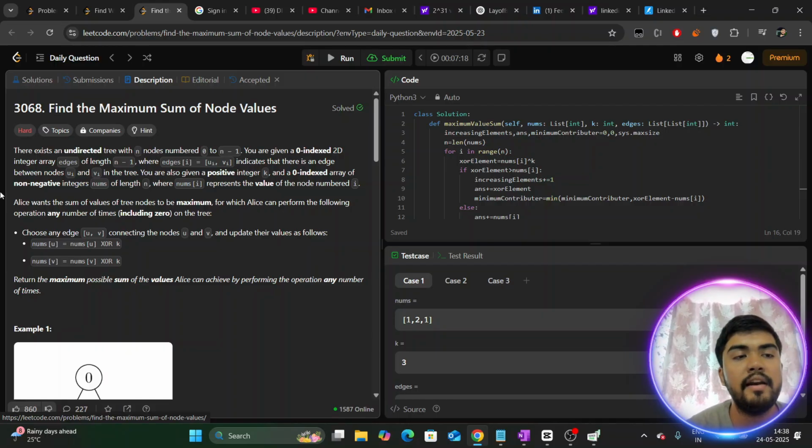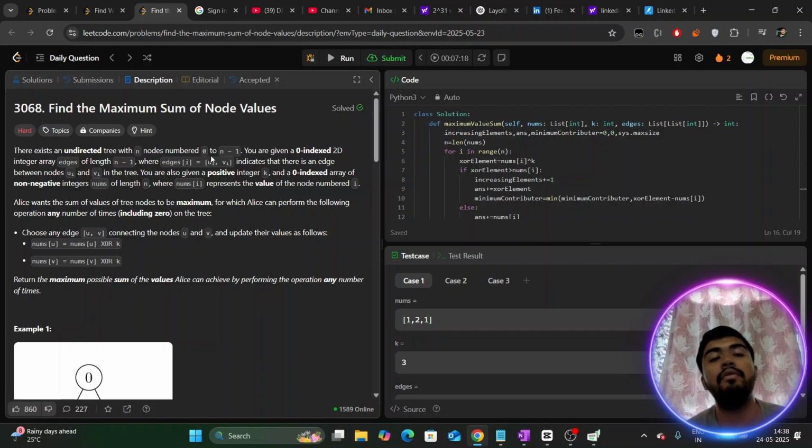First, let's try to understand the problem statement. They are looking to find the maximum sum of node values. There exists an undirected tree with n nodes numbered from 0 to n minus 1, and you are given a zero-indexed 2D integer array edges of length n minus 1, where edges[i] is [ui, vi], indicating there is an edge between nodes ui and vi in the tree. You are also given a positive integer k and a zero-indexed array of non-negative integers nums of length n, where nums[i] represents the value of the node numbered i.